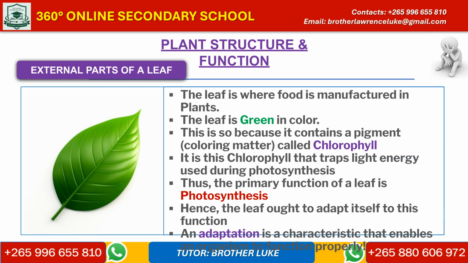The leaf is the plant's food manufacturing site, green due to the pigment chlorophyll, which traps light energy for photosynthesis. Therefore, the primary function of the leaf is photosynthesis, and its structure is adapted for this role.